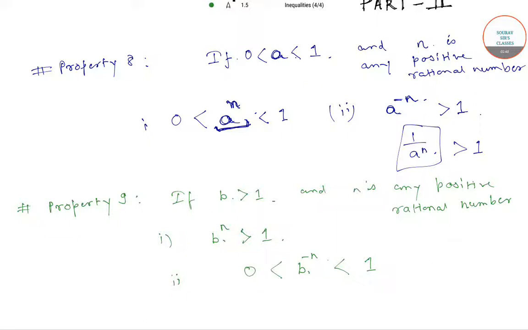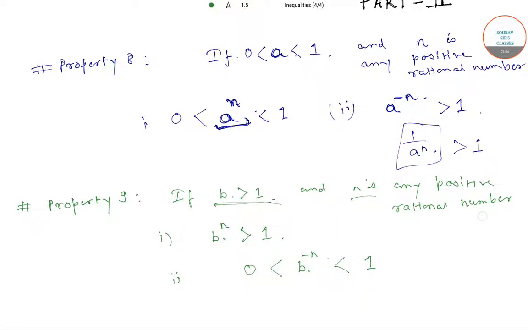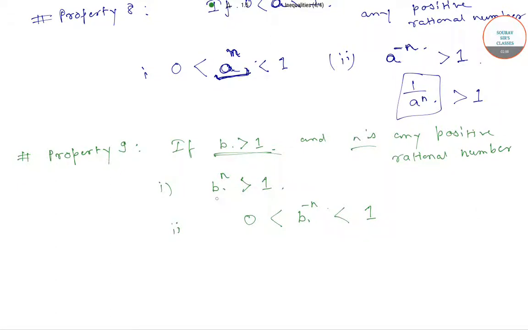So if b is greater than 1 and n is a positive rational number, then b raised to the power n would also be greater than 1, and b raised to the power minus n, or 1 by b raised to the power n, would lie in the interval of 0 to 1.